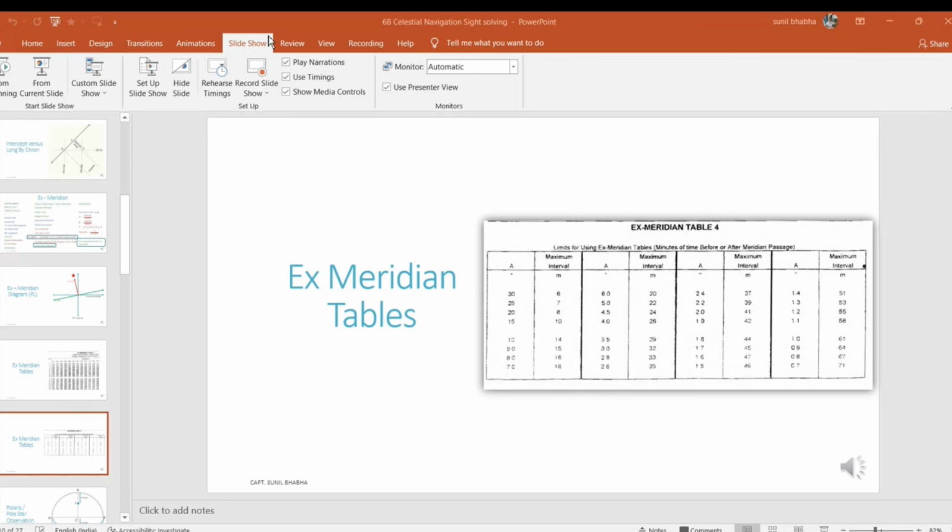Okay. Beta, it is the same. The R angle word is mentioned here just because of the change in addition. Otherwise, अगर तुम टेबल के ऊपर देखोगे ना बेटा, टेबल के ऊपर जी सर। ये लिखा हुआ मिलेगा, लिमिट्स फॉर यूजिंग एक्स मेरिडियन, मिनट्स ऑफ टाइम बिफोर और आफ्टर मेरिडियन पैसेज, राइट? Yes sir, that's right sir. Right, so it is basically the minutes of time beta. Okay sir. Okay, सेम ही है सर फिर तो। Yes, it is same.